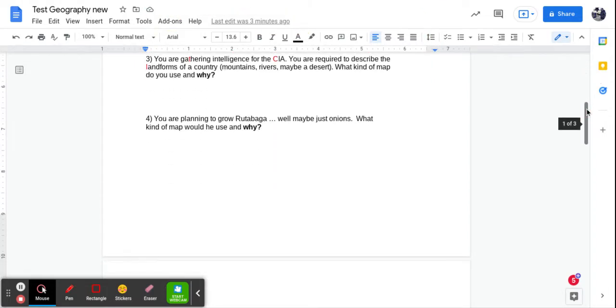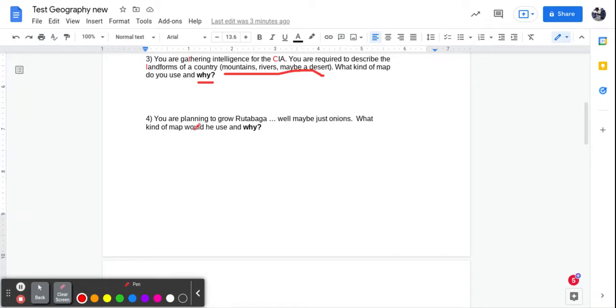Okay, number 3. You are gathering intelligence for the CIA. You are required to describe the landforms of a country. It could be mountains, rivers, maybe a desert. What kind of map would you use and why? Okay, so if you're trying to find out about a country, what landforms, kind of map would you use?